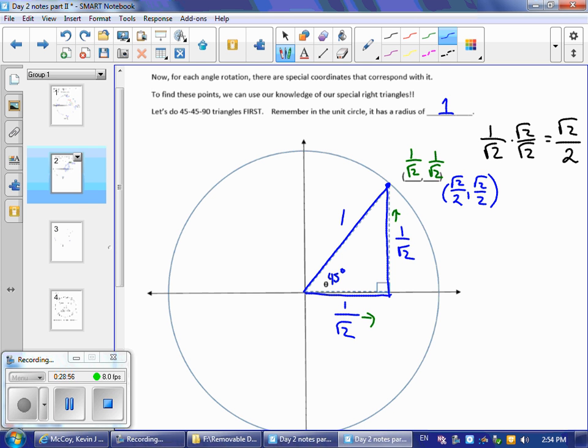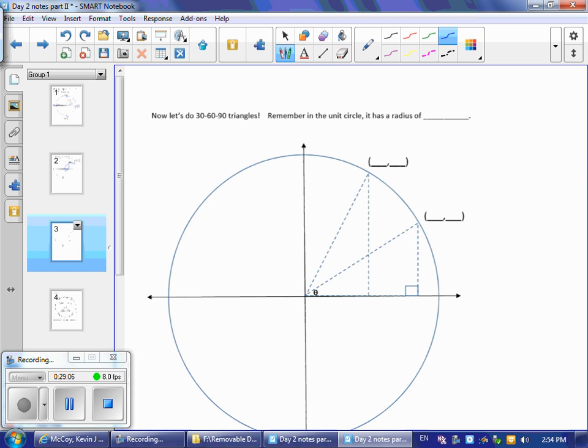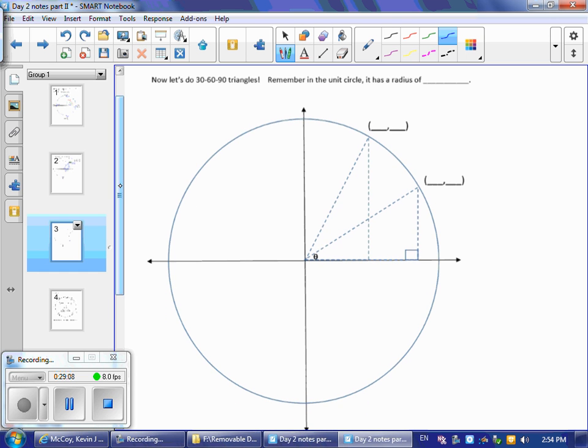All right, so that developed that point at the 45-degree angle. We're going to move on to the next page. And this one, you can see that we have two different triangles. The one on the bottom, what I'm going to highlight here in blue first, that one right there is a 30-degree angle. So your central angle is 30 degrees.